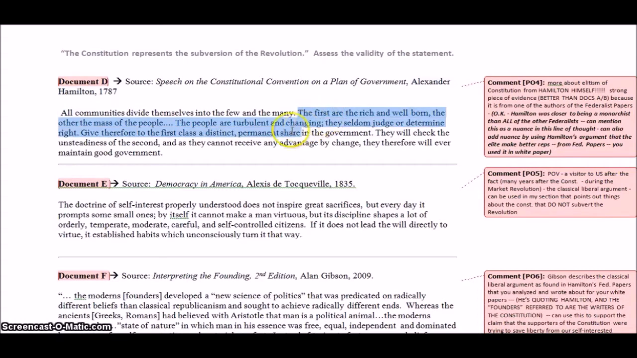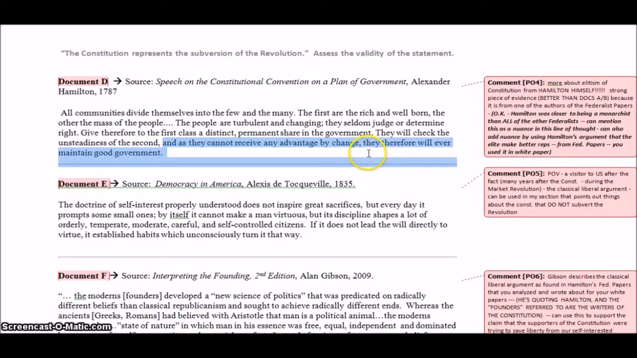He says, the first are the rich and well-born, the other the mass of the people. The people are turbulent and changing. They seldom judge or determine right. Give, therefore, to the first class, the rich, a distinct permanent share in the government. They will check the unsteadiness, the inability of the second, the commons, the masses, as they cannot receive any advantage by change. Meaning the wealthy don't benefit if there's a ton of change, so they'll be stable. They will maintain good government. So this is more about elitism of the Constitution from Hamilton himself.